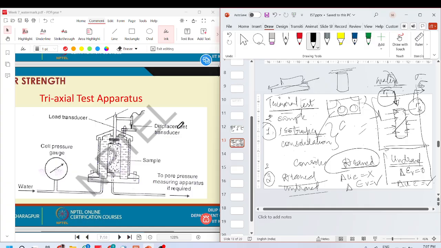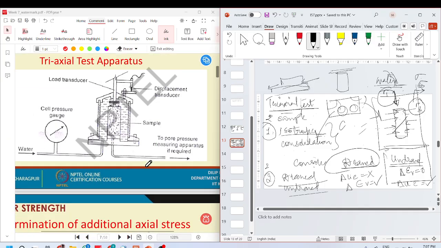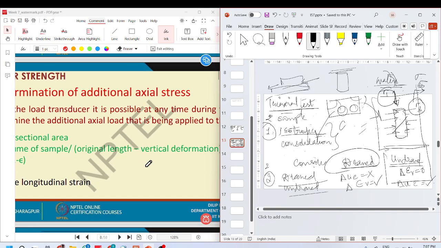In drained cases, what you will see is displacement. You will not see excess pore water pressure. In undrained case, you will not see displacement, but you will see excess pore water pressure. That is the main idea behind the triaxial test.